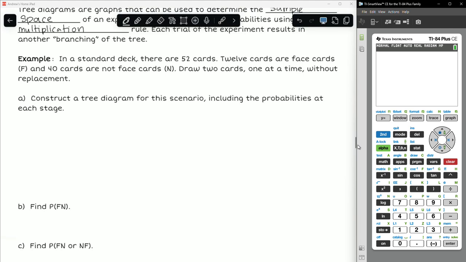So it says in a standard deck of cards, there are 52 cards. 12 cards are face cards, and 40 cards are not face cards. Draw 2 cards one at a time without replacement. Construct a tree diagram for this scenario, including the probabilities at each stage. So I'm drawing 2 cards. I'm going to have 2 sections of branches. I'm going to have a section for my first draw, and then I'm going to have a section for my second draw.